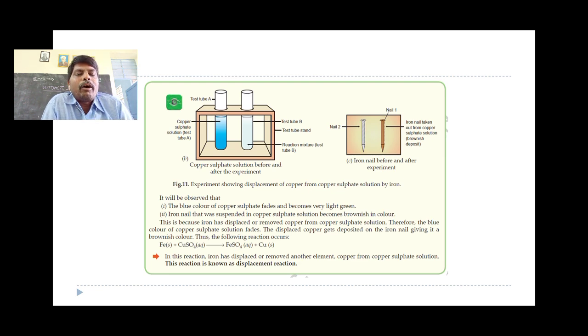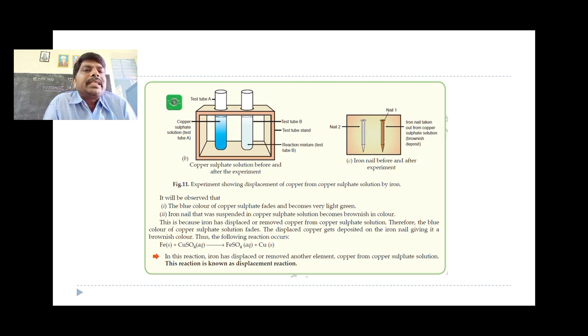Thus, the following reaction takes place. What is the reaction? Fe, iron solid, can displace copper from CuSO4. Then what is the product? FeSO4, aqueous, plus Cu.